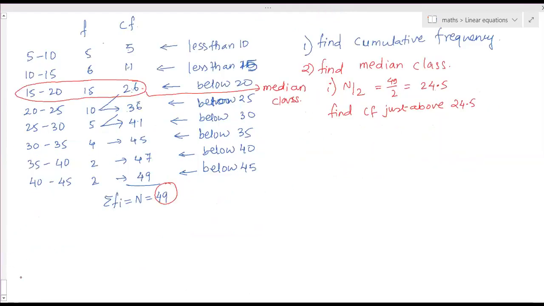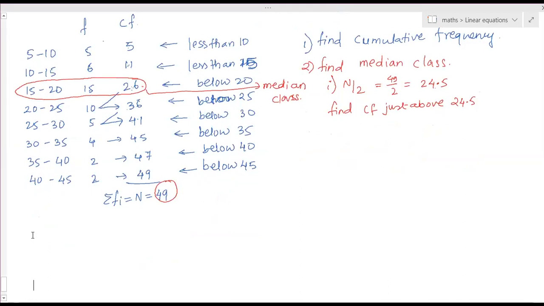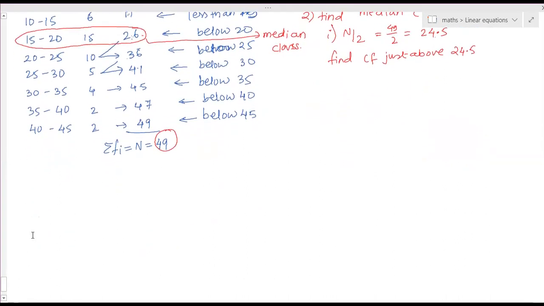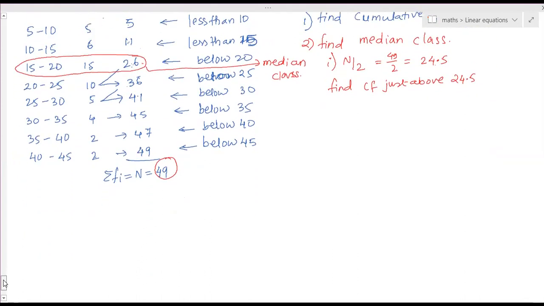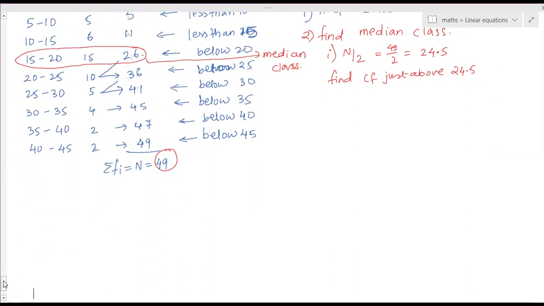Ma'am, if there are two same values just above, what then? No, that will not be possible, because then the frequency will be 0 in that case. That is only possible when the second frequency is 0. If that becomes 0, then you do not consider that one; you consider the earlier value. Okay, ma'am.